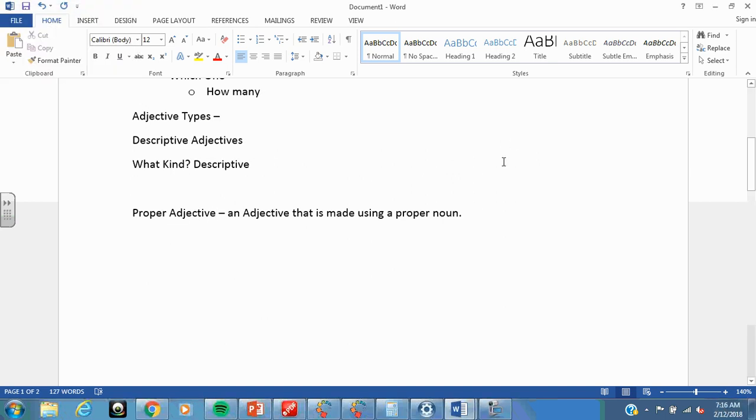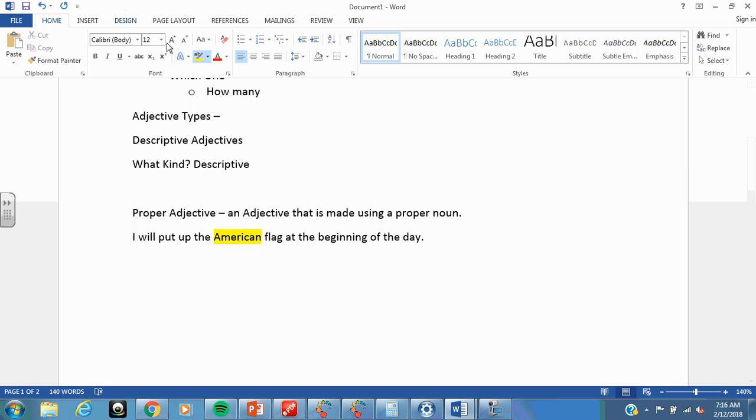Before we get off the topic of descriptive adjectives, I want you to write down the definition of a proper adjective, which is a type of descriptive adjective that is made from a proper noun. So if I said, I will put up the American flag at the beginning of the day, there's a proper adjective in the sentence. If you could please find it, that would be great. And of course, the answer is American.